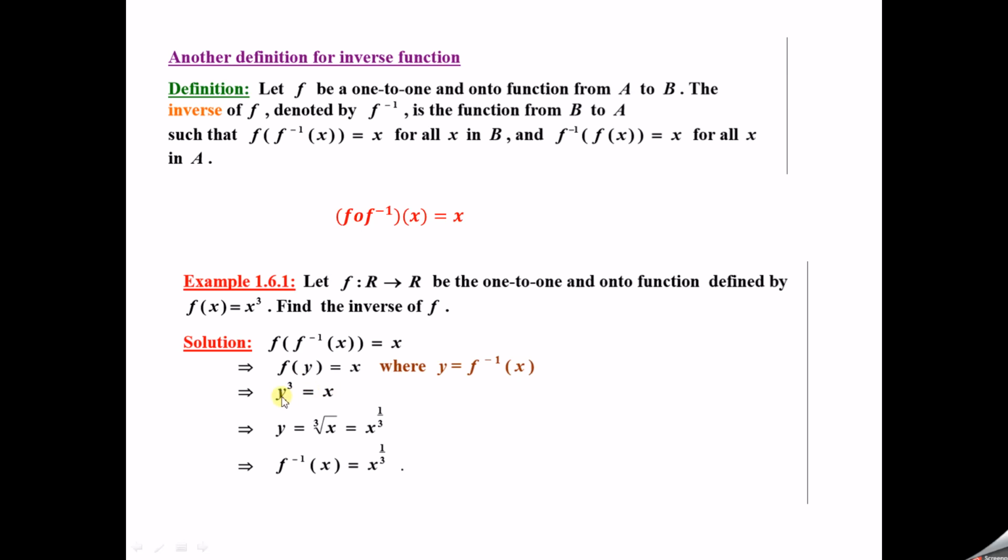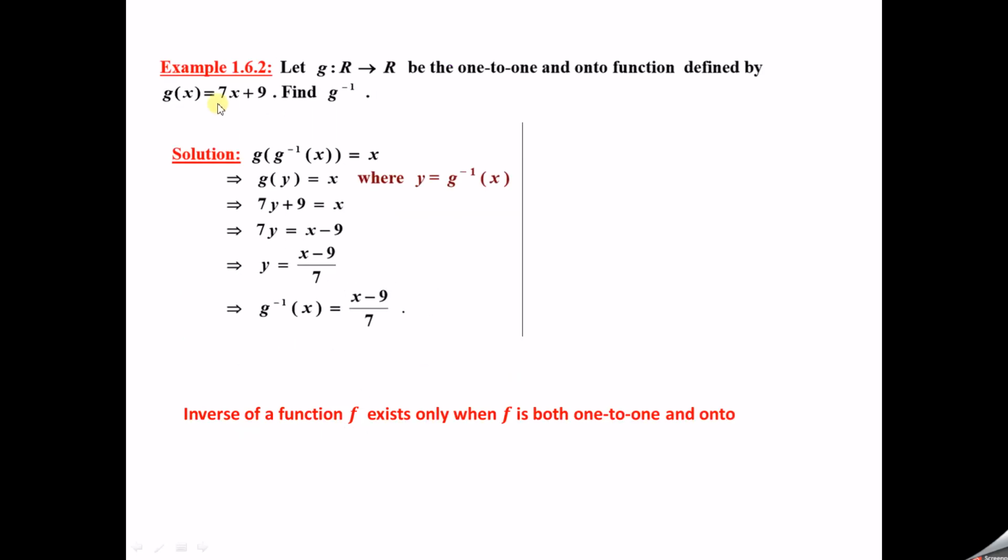If we want to solve for y now, y cube is x. From that, y equals the cube root of x, by taking the power of 1 by 3 on both sides. That is, taking the cube root on both sides of y cube is equal to x, we get y equal to the cube root of x, that is x power 1 by 3. Therefore, what is this y? We let y be f inverse x. Therefore, f inverse x is equal to x power 1 by 3. For the function f(x) equal to x cube, the inverse function f inverse x is x power 1 by 3.